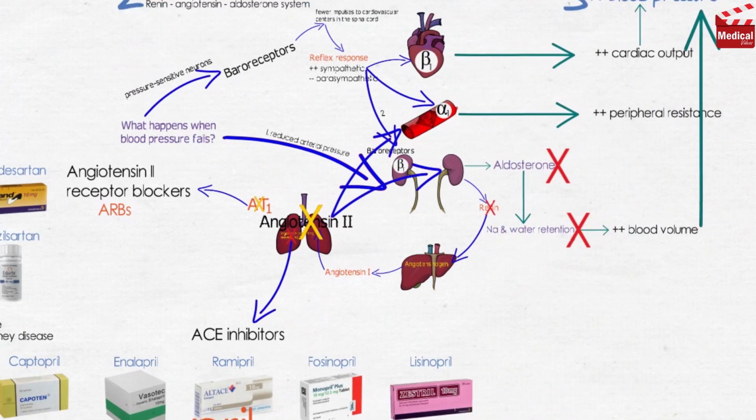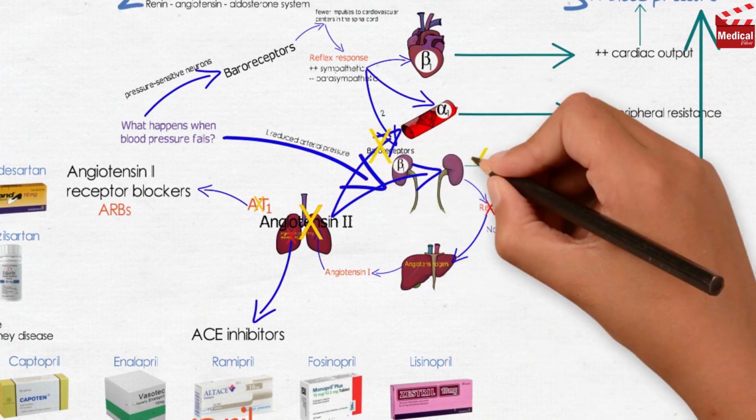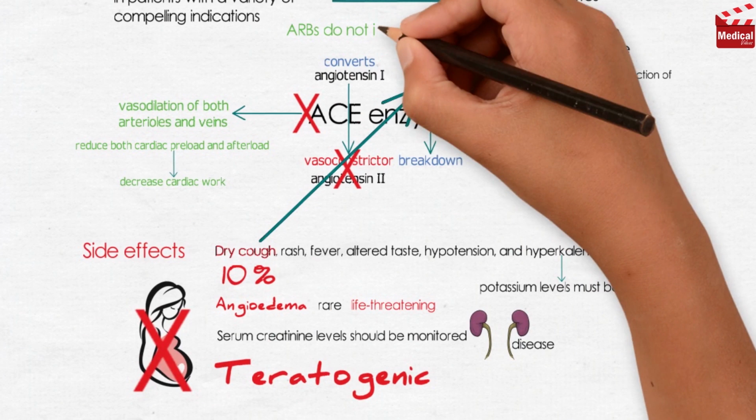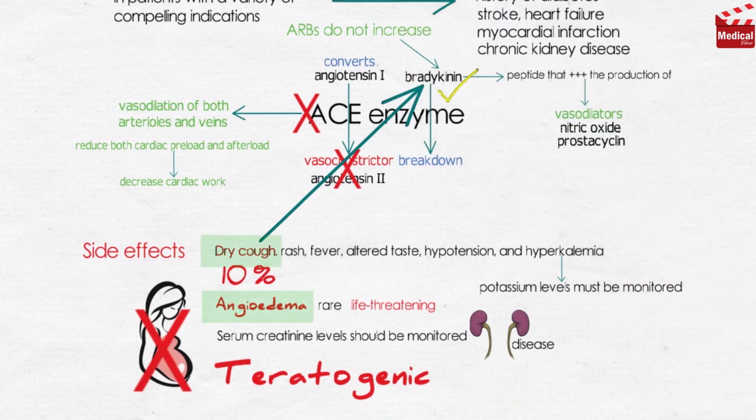Similar to ACE inhibitors, they produce arteriolar and venous dilation, and block aldosterone secretion, thus lowering blood pressure and decreasing salt and water retention. But they do not increase bradykinin levels, so they are less likely to produce dry cough and angioedema. Other adverse effects are similar to those of ACE inhibitors. You should note that these agents are also teratogenic and should not be used by pregnant women.